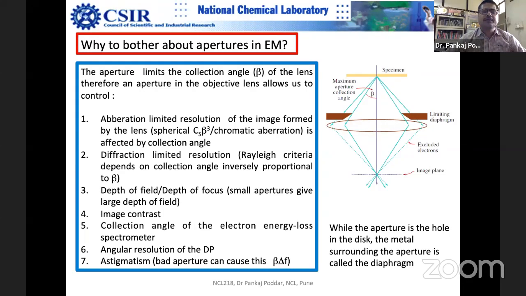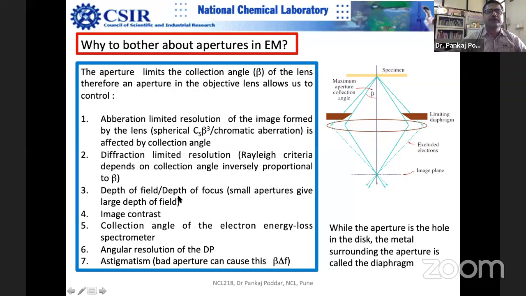Primarily, because there are so many lenses, the natural question comes: which Cs is serious, which Cs is the one manufacturers quote? Suppose you buy a TEM, the natural question is which spherical aberration is quoted, which one is serious. So please note that it is the objective lens spherical aberration. Spherical aberration, which limits the resolution, is proportional to beta, not inversely proportional.